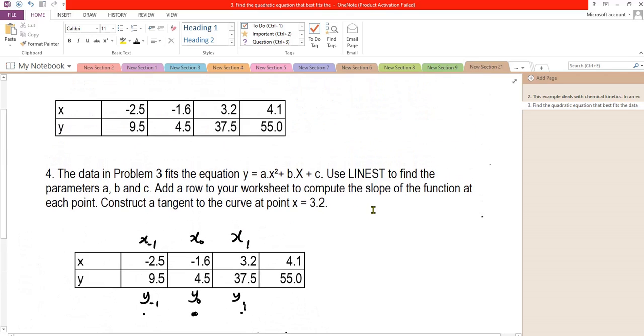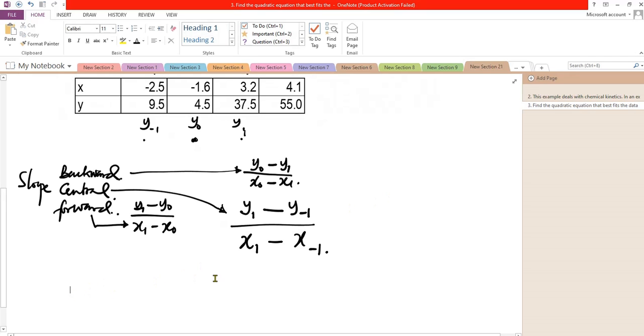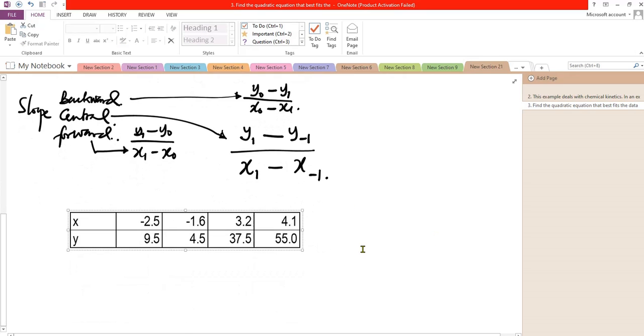The next question was for us to add a row. Okay, compute the slope of the function at each point. Construct a tangent to the curve at point x equal to 3.2. Now, let me select this, press Ctrl C, paste it here. Now, we're asked to find the tangent at this point.